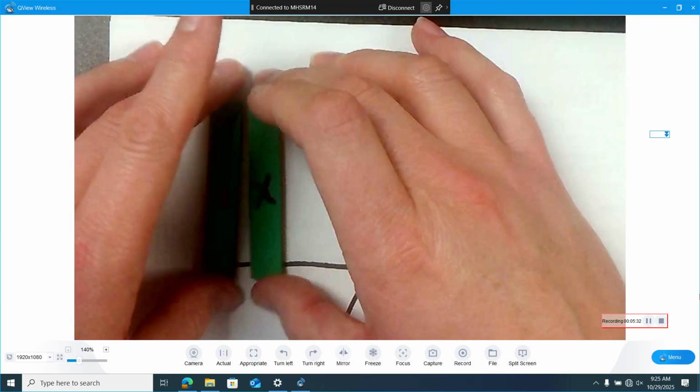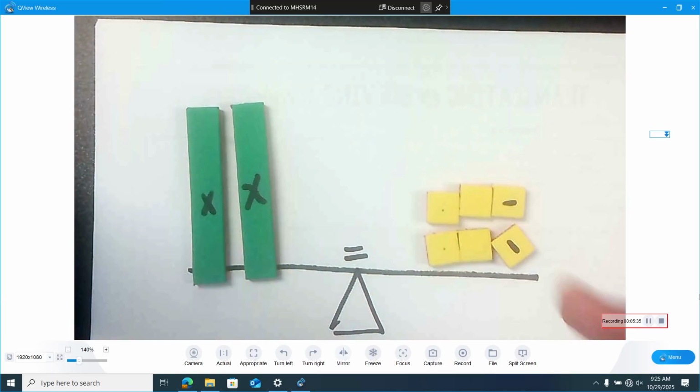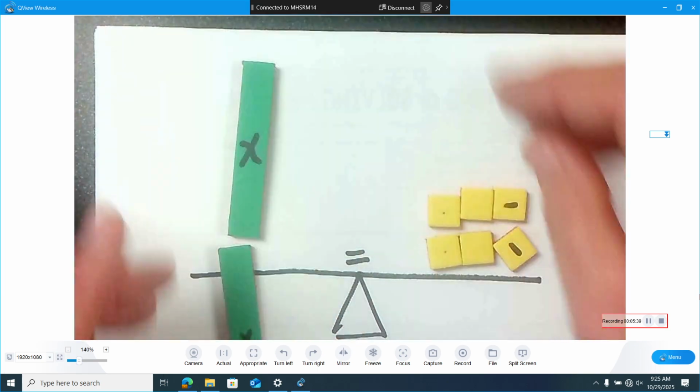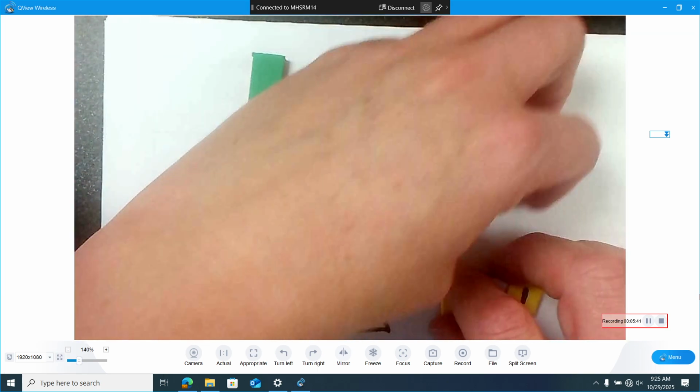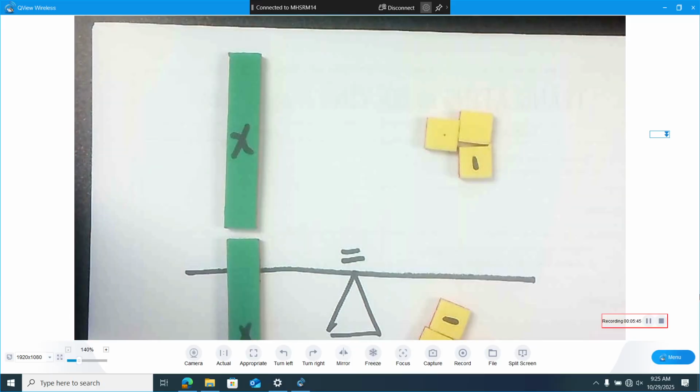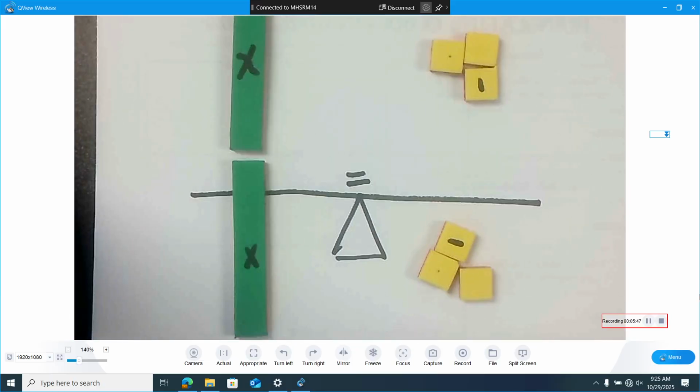Okay, because we want to split them into 2 equal groups. We have 2 equal things here, all right? And so I want to arrange these also into 2 equal groups, so that they're the same, right? That's division, splitting things into 2 equal groups.